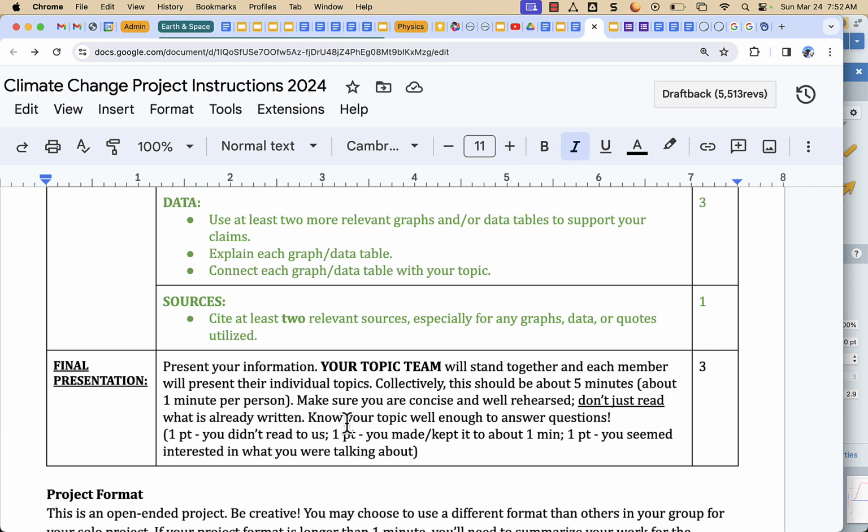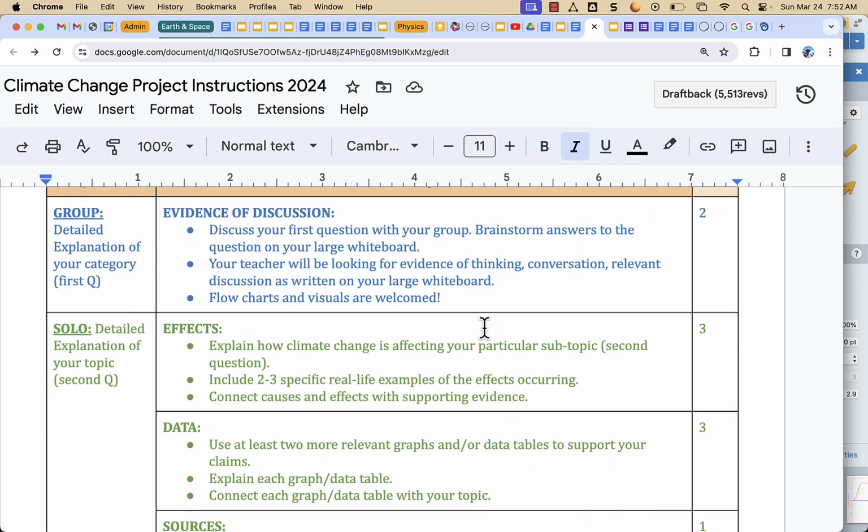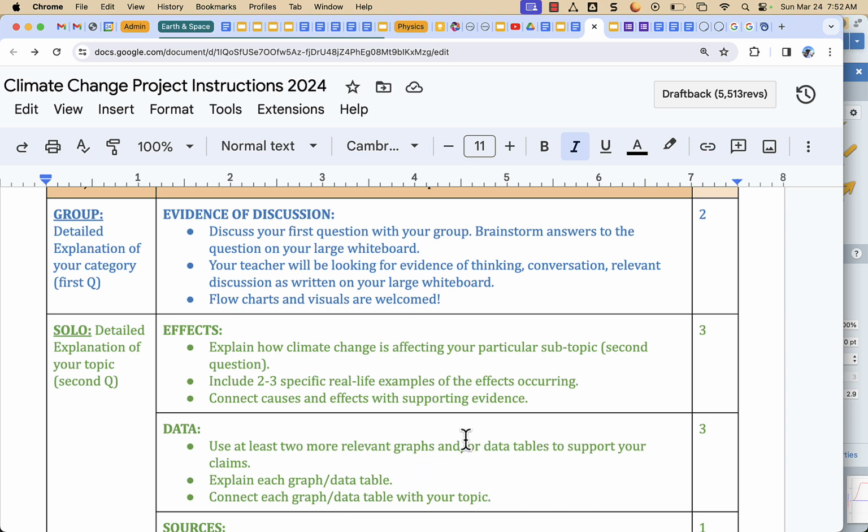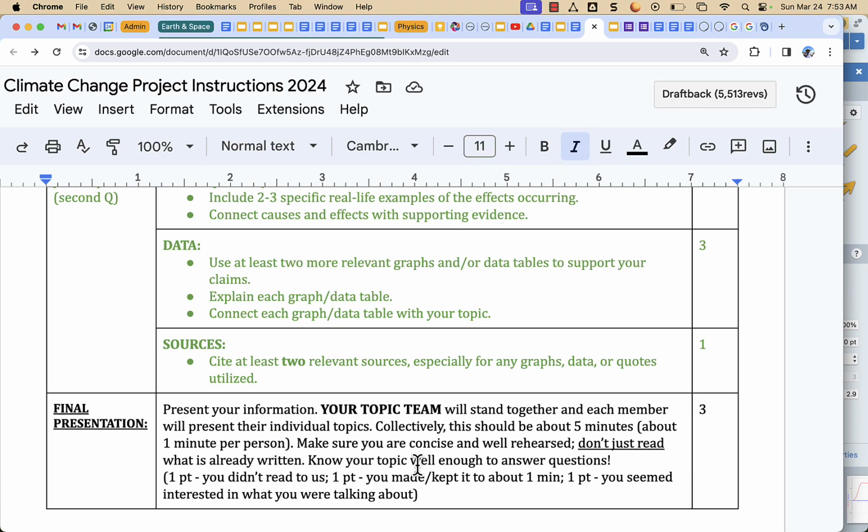That's what this presentation is here. Make sure you look at these. One point comes from just don't read to us. If you're making slides, don't read the slide. Have the slide be bullet points, know what you're going to say in advance and say it. Don't read it or I can't give you this point. You kept it to about a minute, so you don't have to say much. And one point is that you seemed interested in what you were talking about. You don't have to show all of this to the class, but what you turn in to me, you should make sure you meet the criteria here in the rubric.